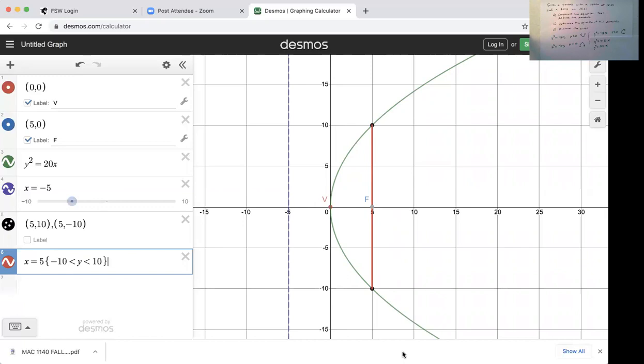So I have the equation of the parabola, y squared equals 20x. I have the equation of the directrix, which is x equals -5, and we have constructed a graph through those points.